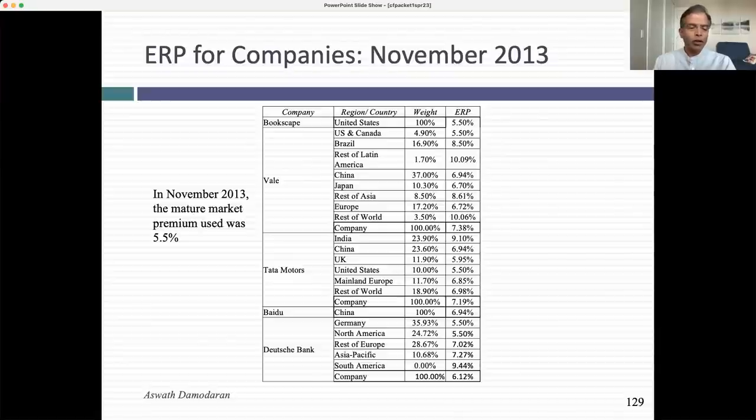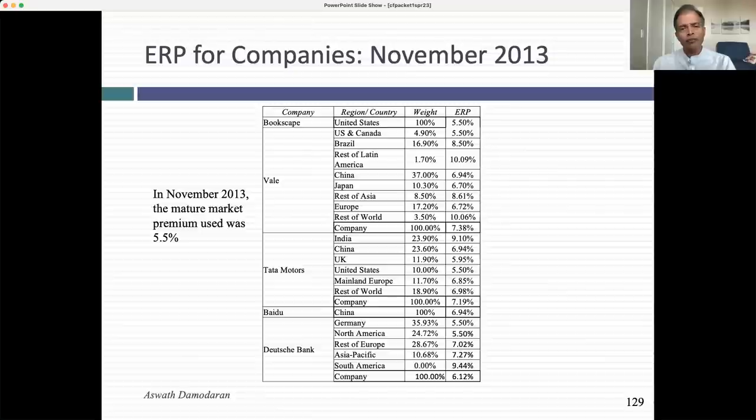Okay. So when you look at a company, look at the incorporation, but look at where it does business. And you can see that, for all of my companies, Baidu gets almost all of its revenues in China because nobody outside China, I think, uses its search engine. But with every company, I'm taking a weighted average.